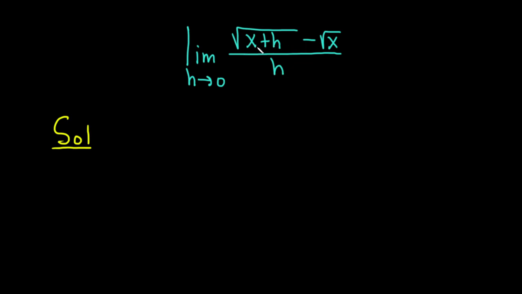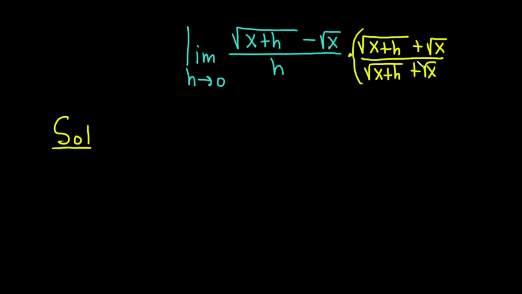Whenever you have a sum or difference of square roots, you can do the following. You multiply by 1 in a clever way. It's the square root of x plus h, then you flip the sign, you put a plus, and the square root of x. And then you divide by the same thing. So it's the square root of x plus h plus the square root of x. We're basically multiplying by 1, so it's okay to do. And there's really parentheses here.